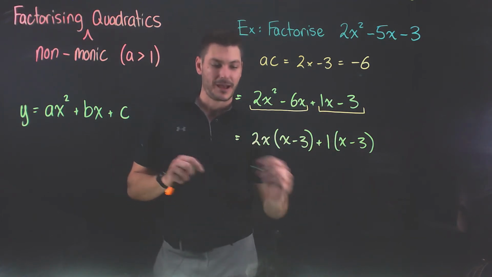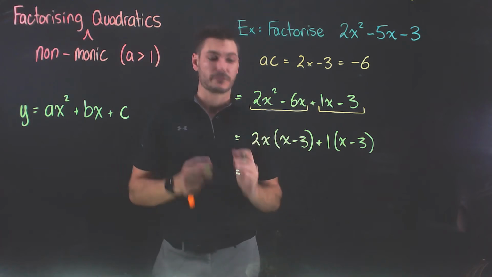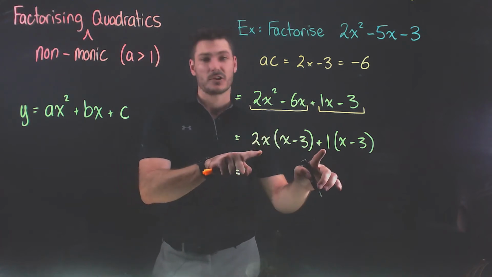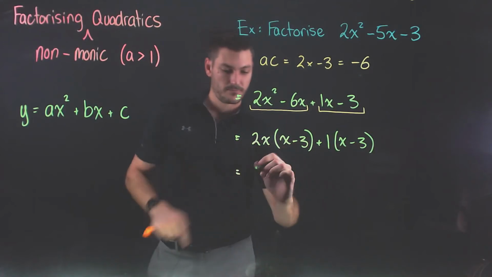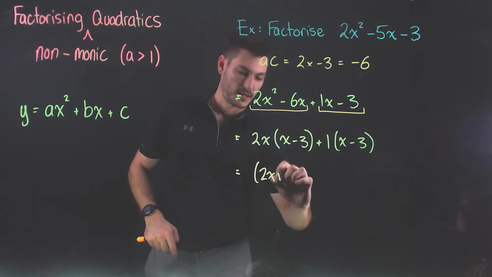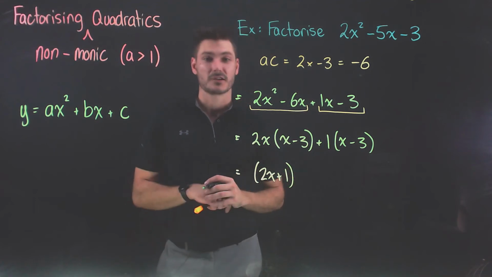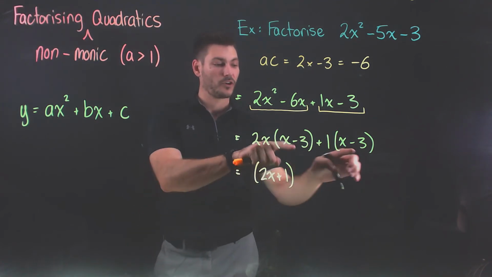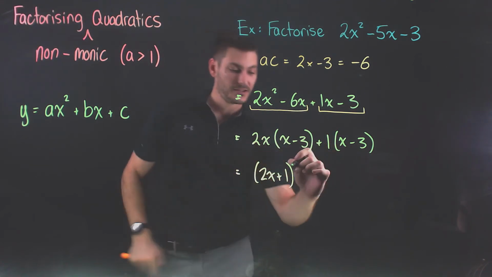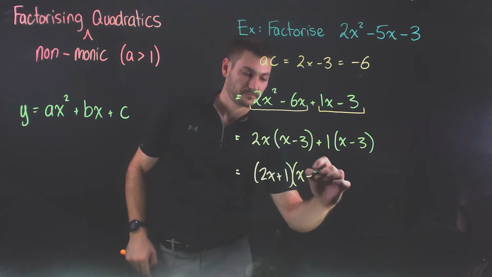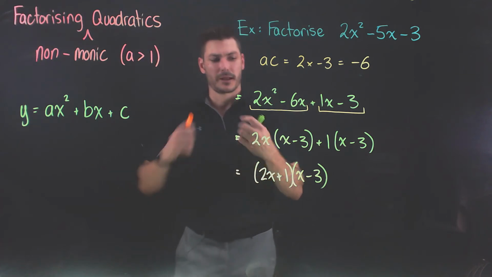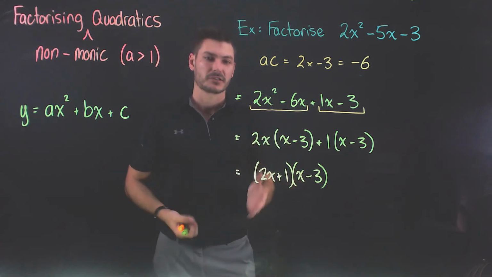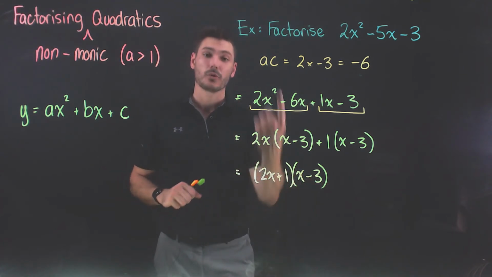And the final step now, in order to put them in fully factorised form, is to take these two terms that are in front of both common bracket, 2x plus 1, and we put him in his own bracket. And then we've also got this x minus 3, but it's just going to appear here once.